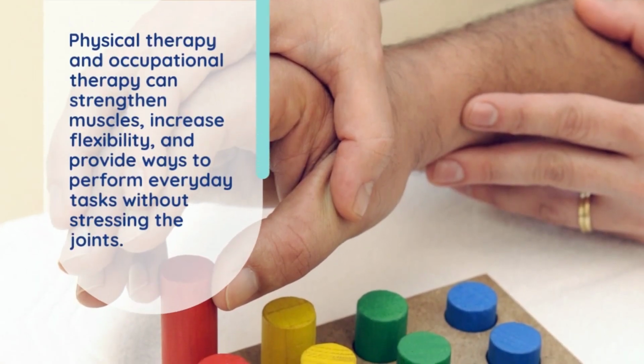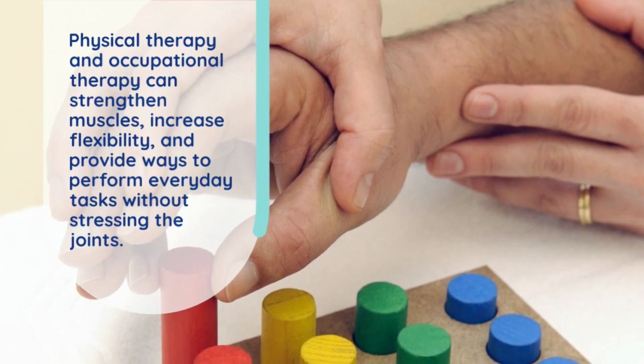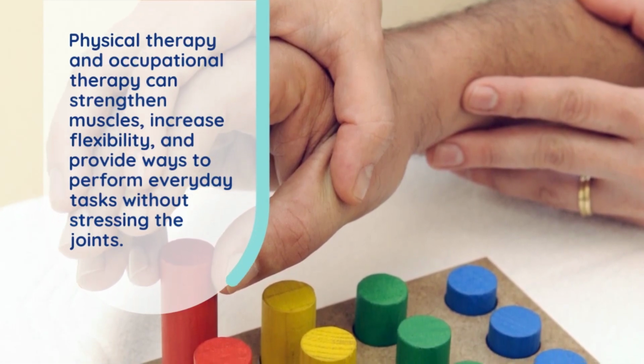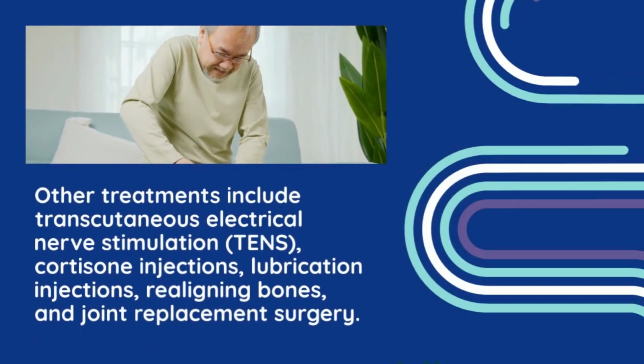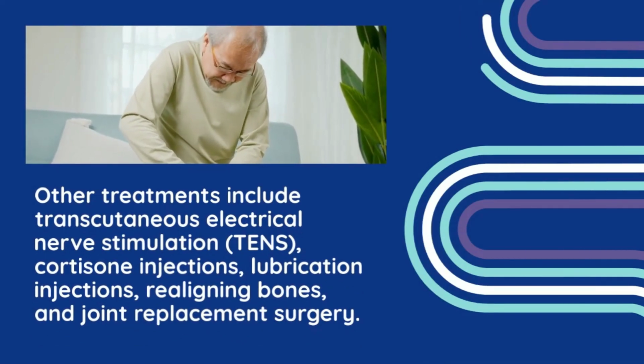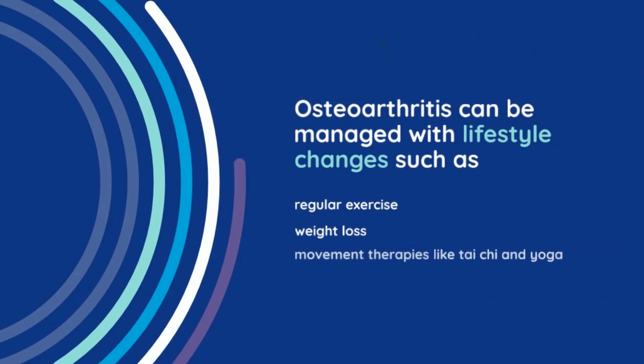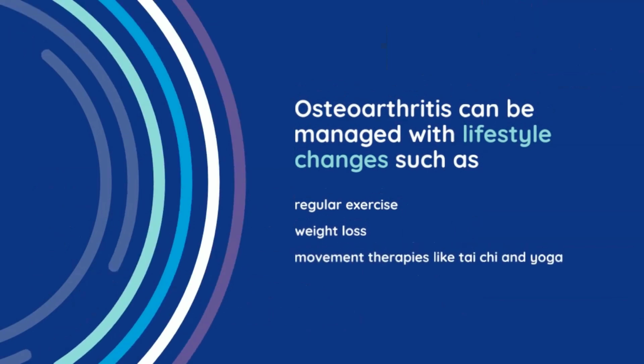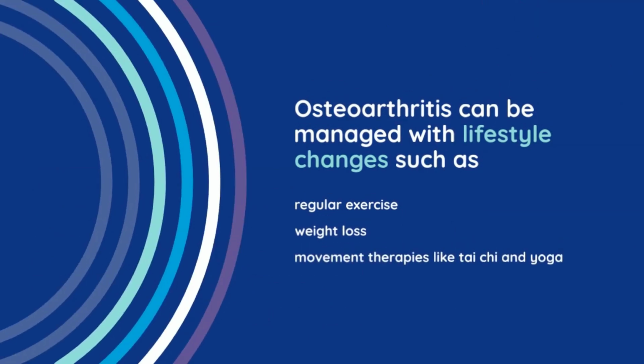Occupational therapy. An occupational therapist can help you find ways to do everyday tasks without putting extra stress on your joints. For example, a toothbrush with a large grip could make brushing your teeth easier if you have arthritis in your hands. A bench in your shower could help reduce the amount of stress required to wash yourself.